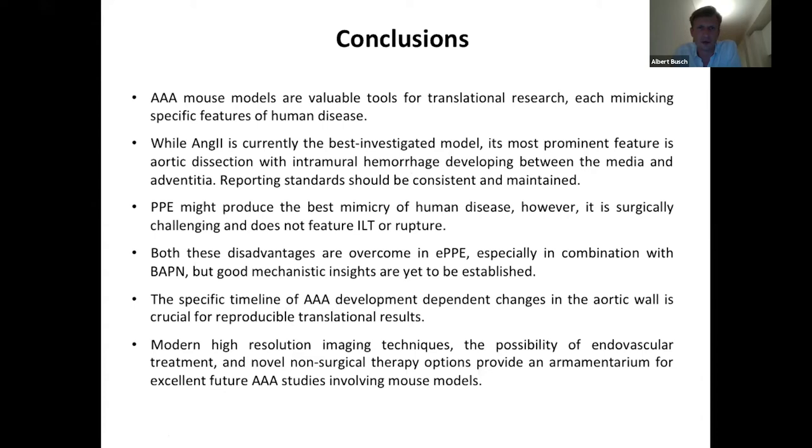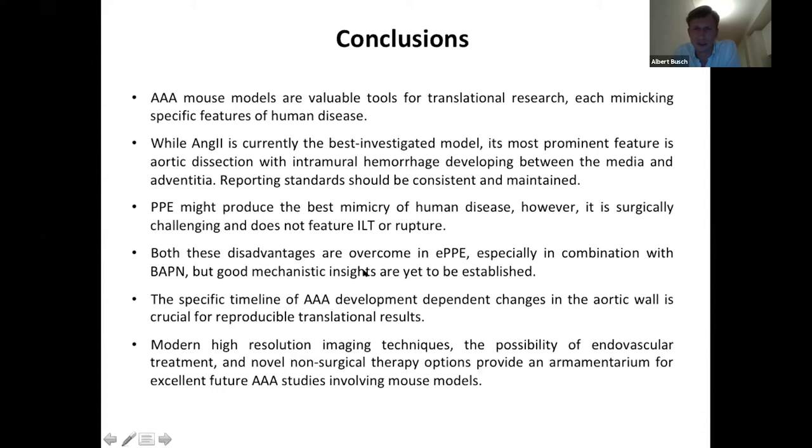PPE, we think, is a very good mimicry of human disease. Of course, it's surgically challenging. You don't see rupture. You don't see any intraluminal thrombus here. So that's a limitation. Some of that is better covered by putting elastase on the outside of the aorta, where you do see rupture, where you do see some thrombus.